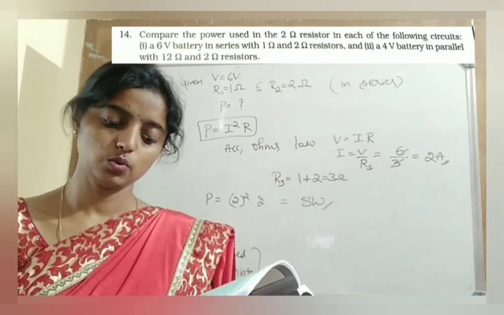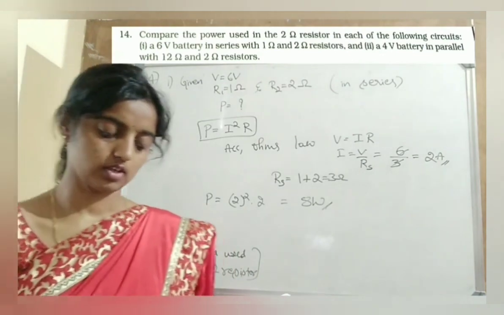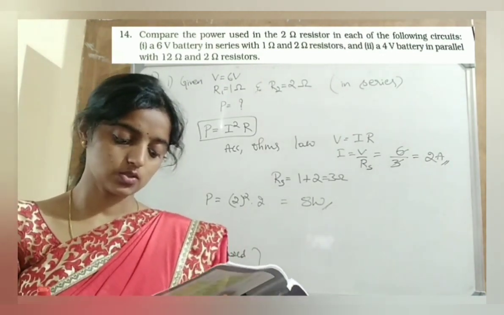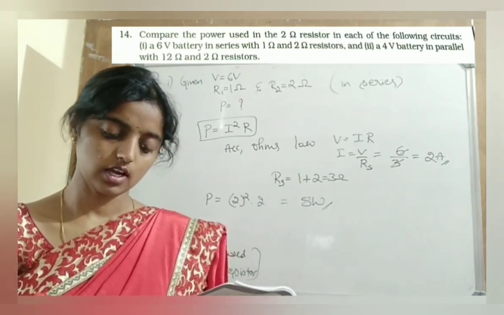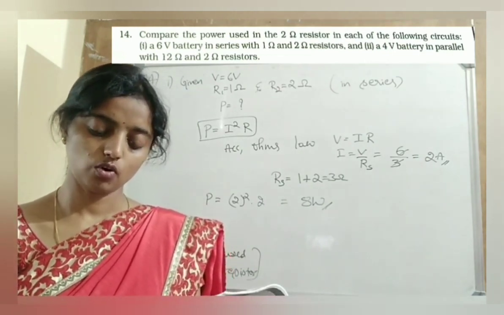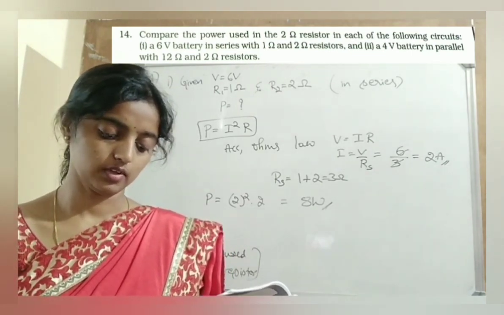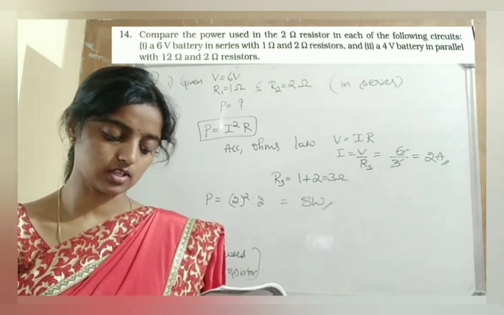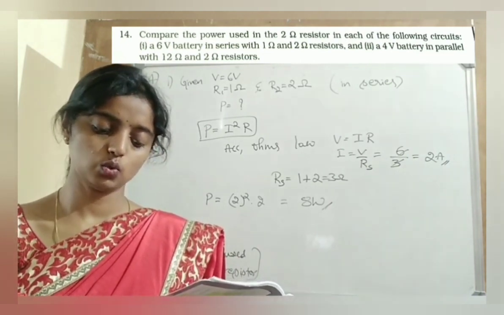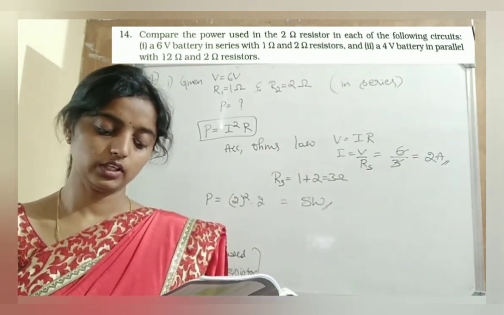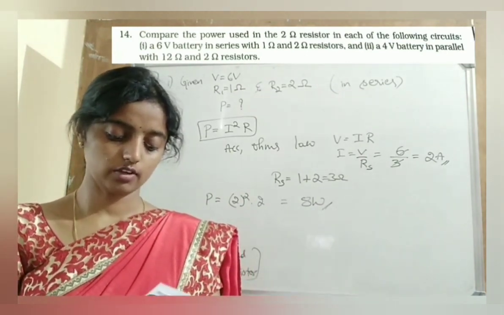Compare the power used in the 2 ohm resistor in each of the following circuits. The first one is a 6 volt battery in series with 1 and 2 ohm resistors, and the second is a 4 volt battery in parallel with 12 and 2 ohm resistors. We have 2 sub questions here. In both the questions we have a common resistor, that is 2 ohm. So we need to find out the answer using that 2 ohm resistor. So let us solve the first question.